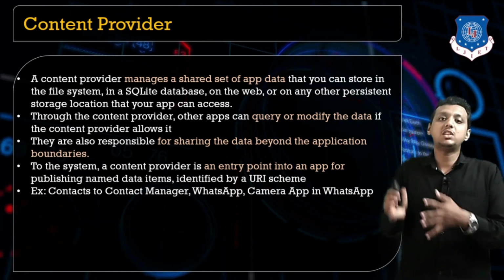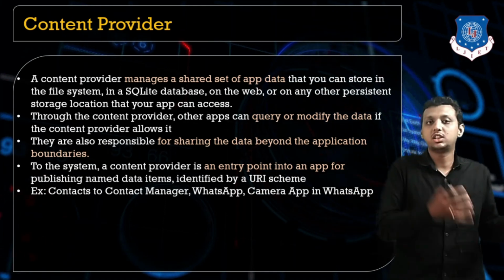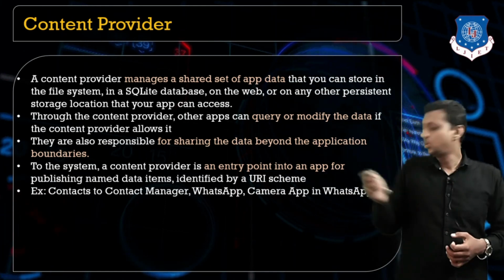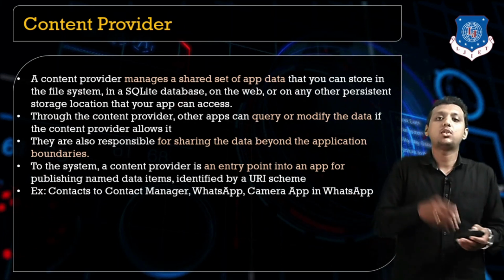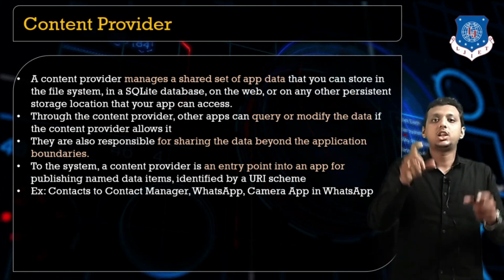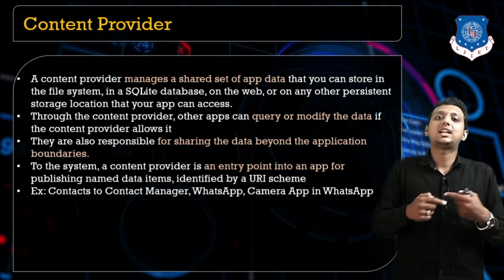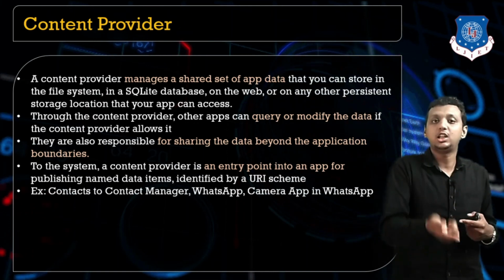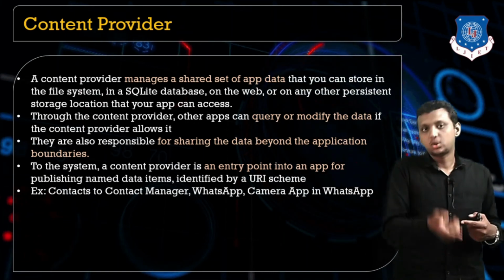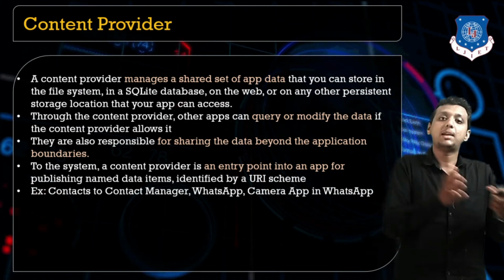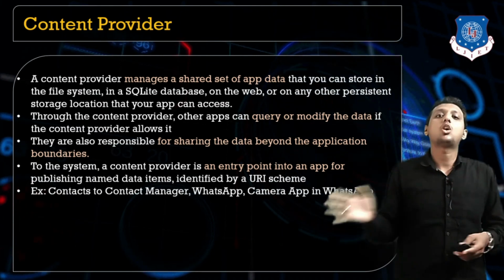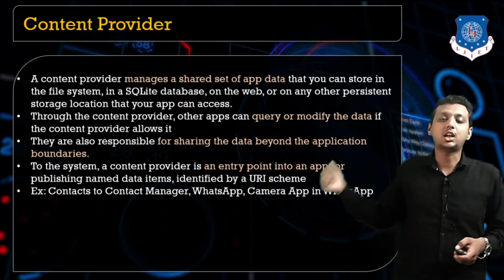The content provider is there to share data from one application to another application. When you click any picture with the camera in your smartphone, it can automatically be sent to WhatsApp. You can easily send it to another user from one application to another application. So this is all about sharing data by using the content provider.